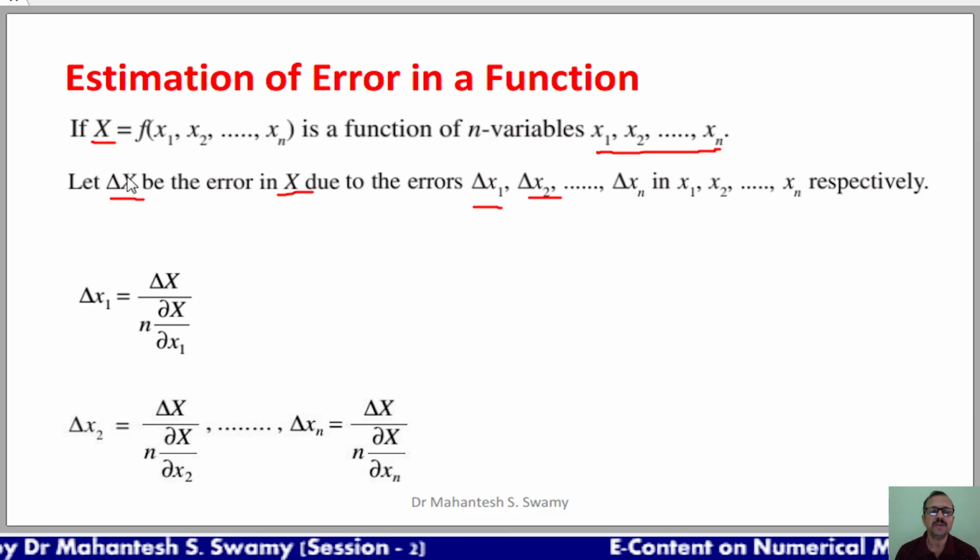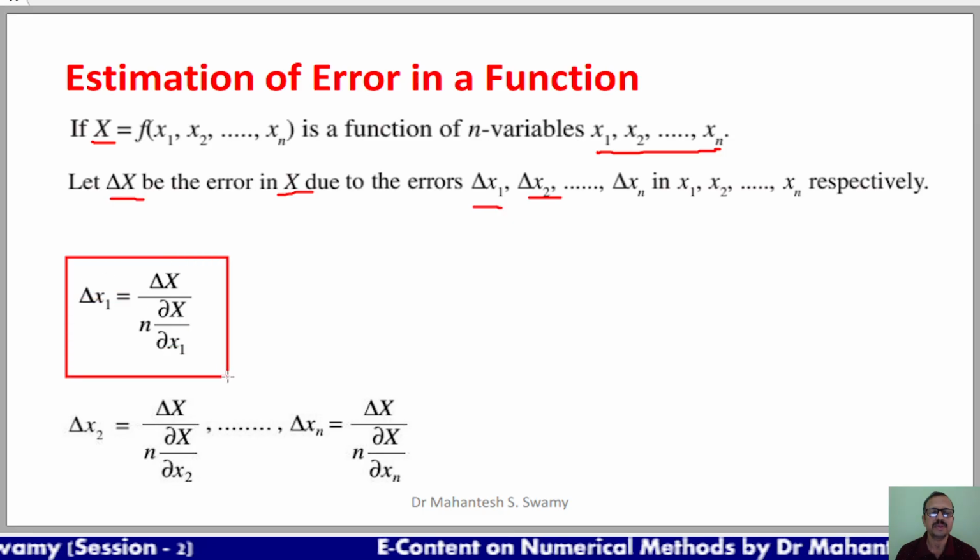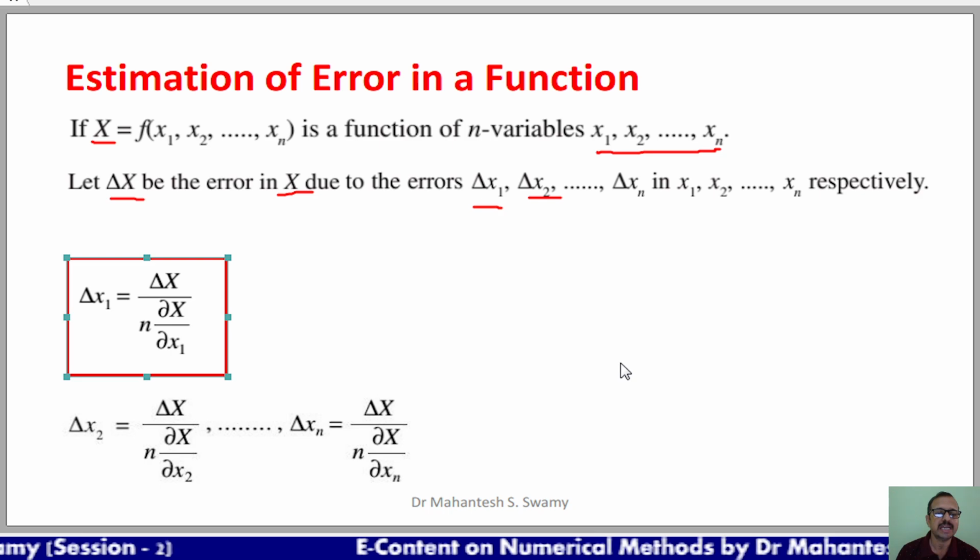Now, if you are given this error in the function, delta x, you can calculate the errors involved in each individual variable, and vice versa. If the errors involved in each individual variable are given, you can compute delta x. So there are formulae, like you can observe here. Delta x1 is the formula. This is the formula which gives you the value of delta x1.